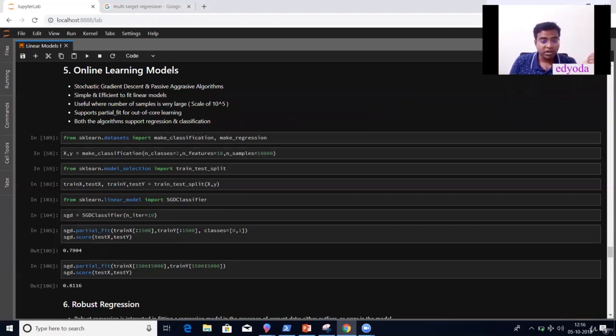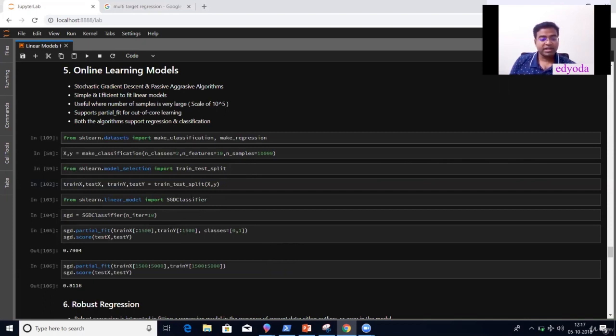There are two breeds of it: stochastic gradient descent and passive aggressive algorithms. These have the ability to learn on differential data, and we can see the model improving. This is just a small example to show how it behaves. We are generating some data here with make_classification. Of course, the SGD classifier and passive aggressive can both do regression and classification. This is very useful when the data is on the scale of 10 to the power 5 rows or more. Below that, your basic algorithms are fine.